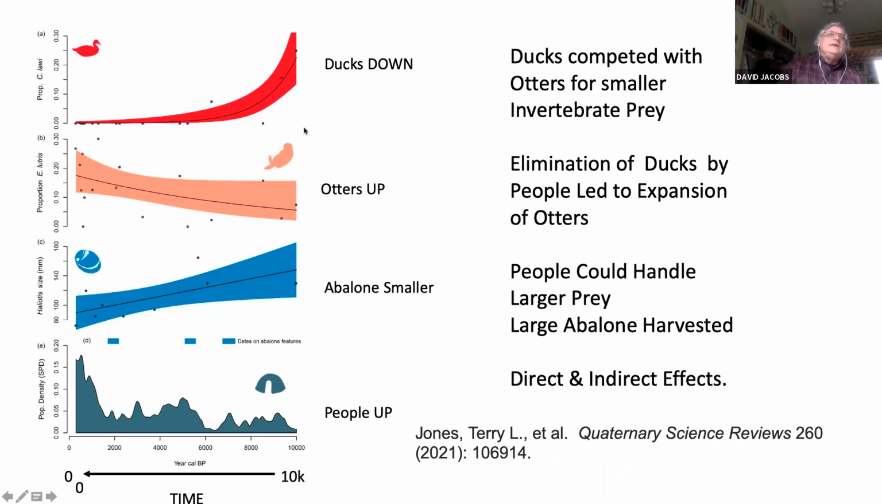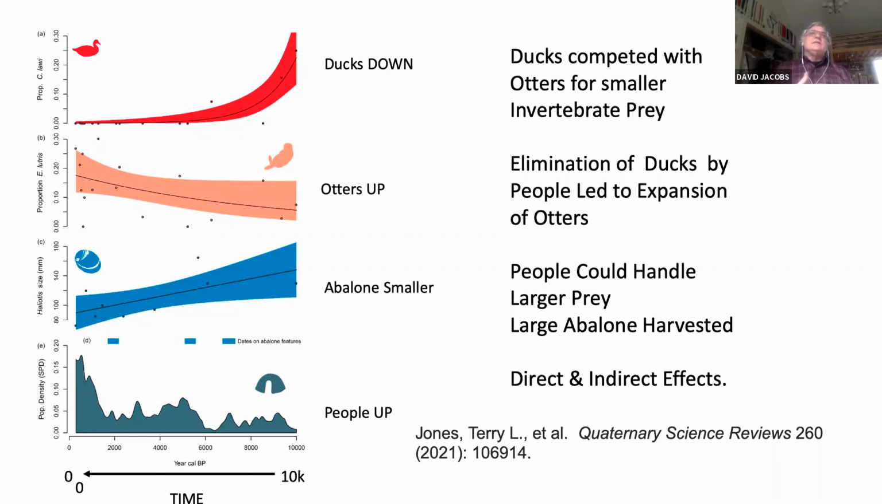And so what we can see is through time, ducks declined, but oddly, if you will, otters went up. We think of otters as having met their demise with people, but initially people and otters got along. As the human population increased, the ducks went down and the otters went up, and other things happened, like abalone got smaller, perhaps as otters and humans were better able at taking larger abalone than the ducks were.